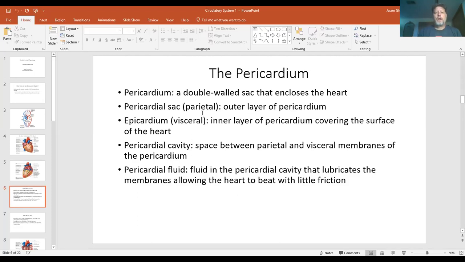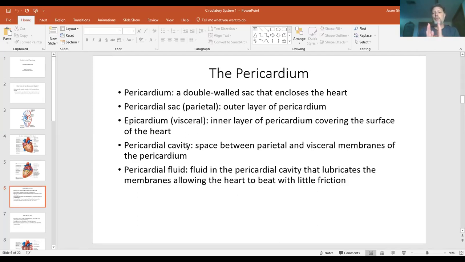So the sac that is around the outside is what we call the parietal. So the pericardium, the parietal sac of it. And if it's touching the heart or the organ, the heart in this case, but the organ, then it's called the visceral. So we have a pericardium and an epicardium.